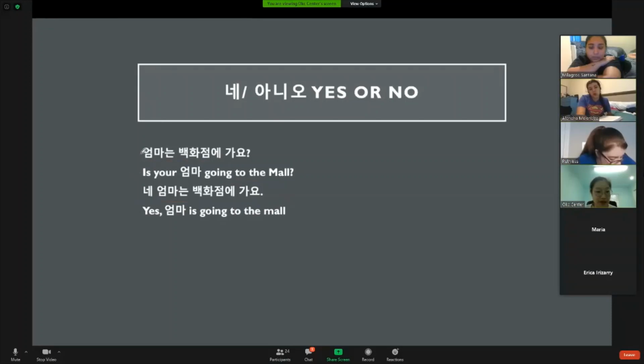So this is another example. We have one more, and you will see the pattern. 엄마는 백화점에 가요. They're asking, and you know where she's going, so you will say yes. 네. 엄마는 백화점에 가요. Can you repeat after me? 엄마는 백화점에 가요.